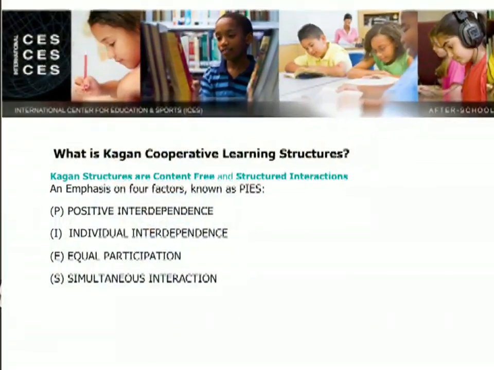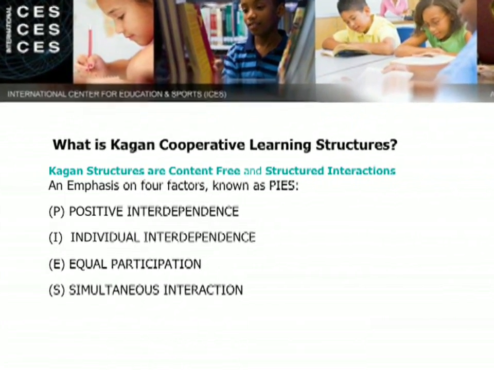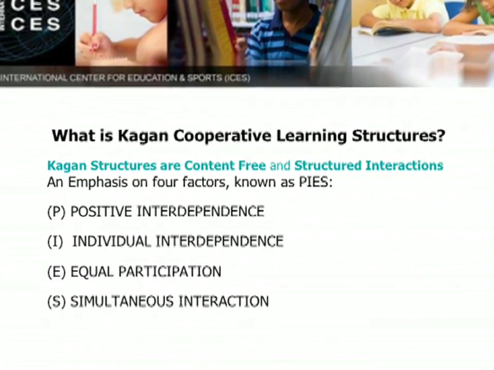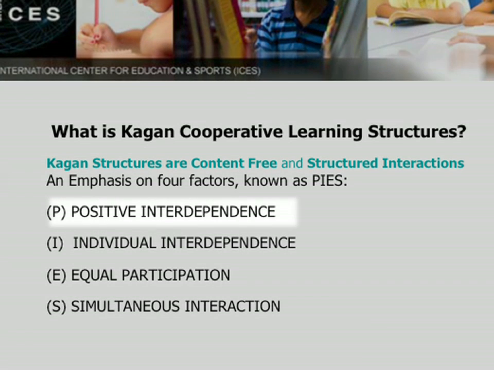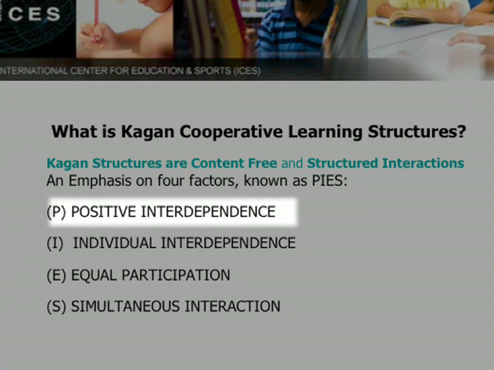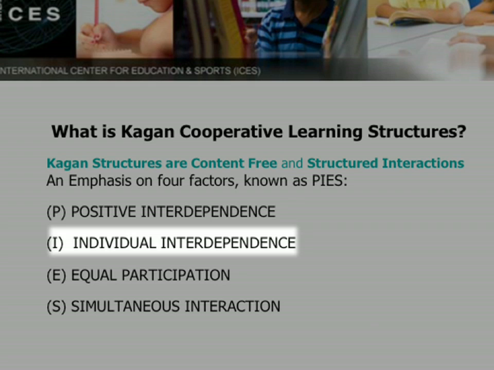What is Kagan Cooperative Learning Structure? Kagan structures are content-free and structured interactions, with an emphasis on 4 factors known as PIEs. P, positive interdependence: the success of one student is positively linked to the success of the others. I, individual accountability: each student is individually contributing a fair share to the entire group.